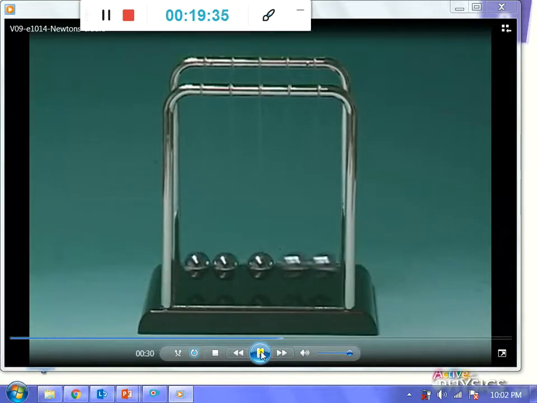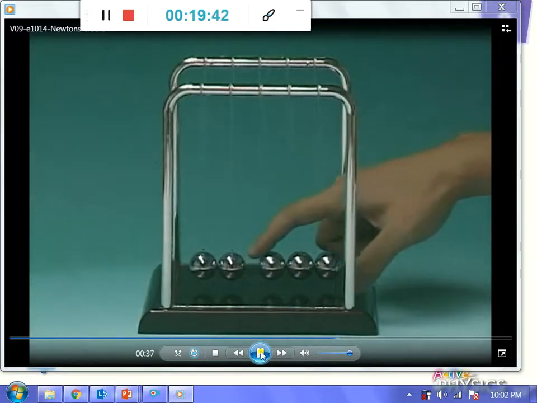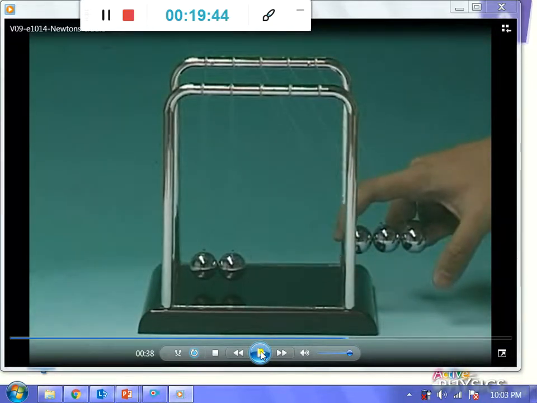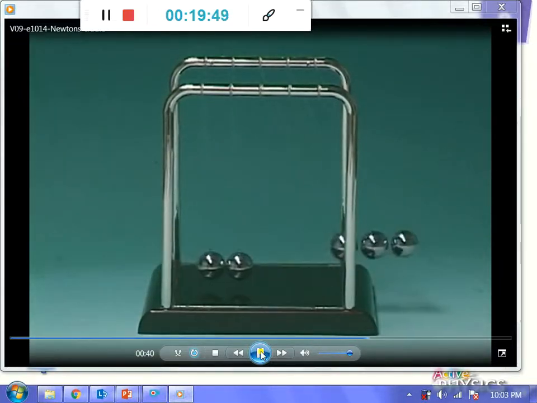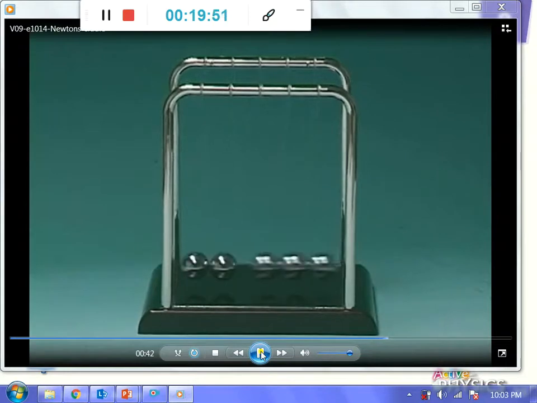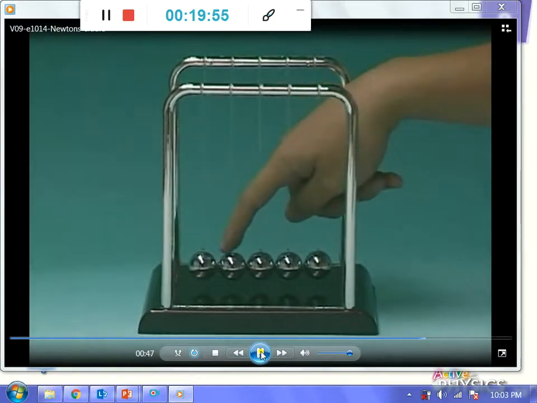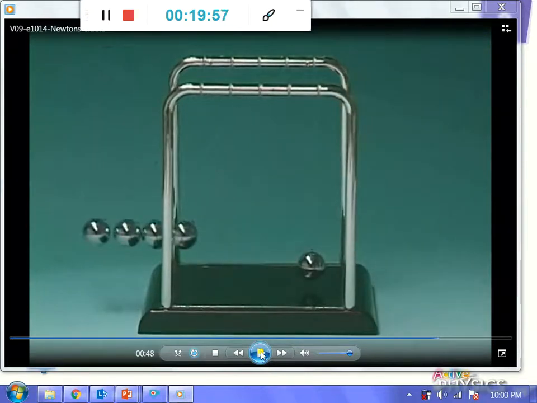2 out, 2 in. What do you observe in each case? Now 3 in, 3 out. Last one, 4 in, 4 out. Okay.